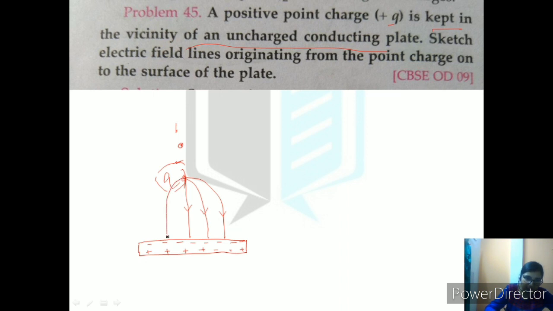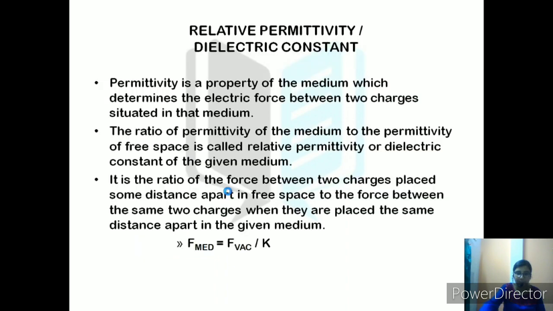Okay, so this is the answer. Electric field lines will originate from it and end on it at 90 degrees. Clear? Okay, so these are the electric field lines originating from Q and ending on this conductor. Clear? Okay, now the last part of today's class that we need to discuss.